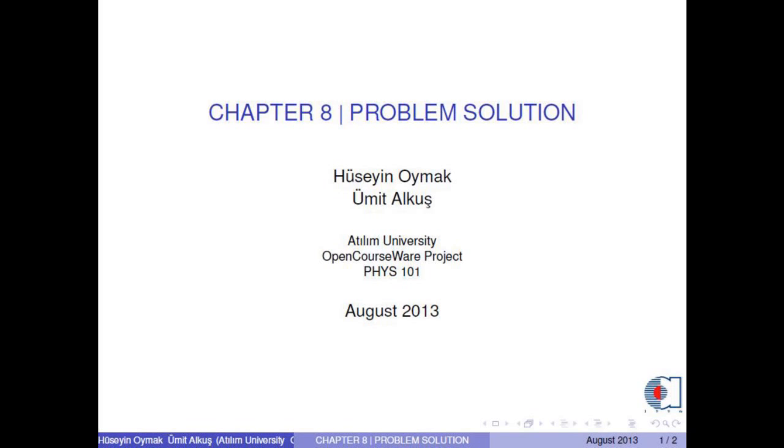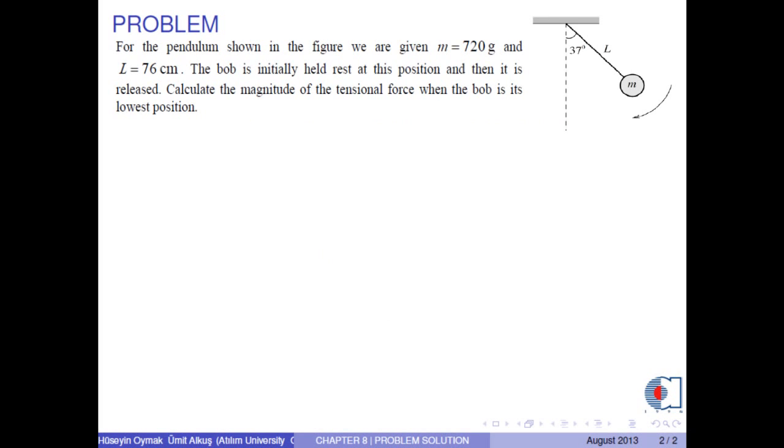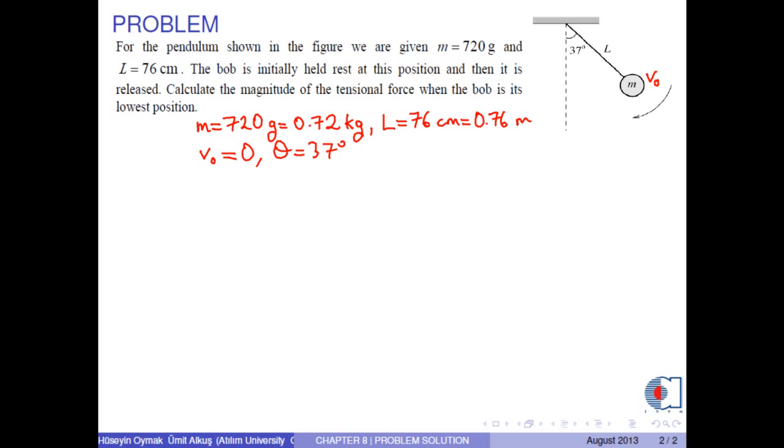In this video, we will solve one problem in chapter 8. For the pendulum shown in the figure, we are given M as 720 grams and L as 76 centimeters. The bob is initially held at rest at this position and then it is released. Calculate the magnitude of the tensional force when the bob is at its lowest position.